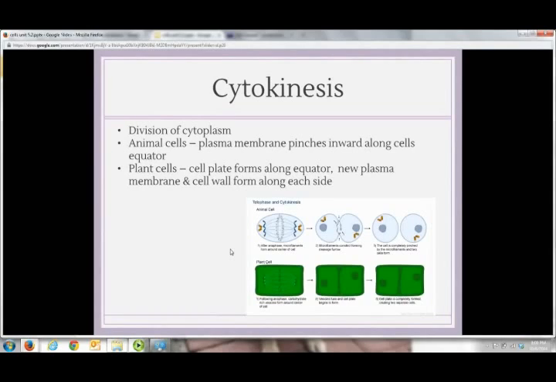With plant cells, you have a cell wall that's going to prevent that from happening. So instead of pinching, you're going to have a cell plate form along the equator. You'll create a new plasma membrane and cell wall along each side so that you create 2 new cells without having any pinching off.